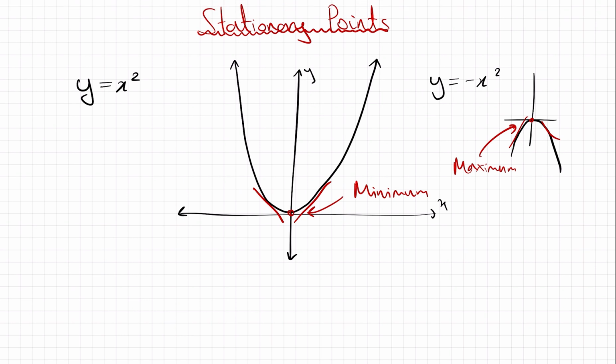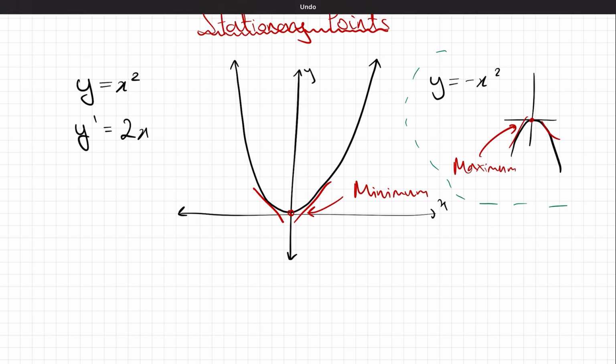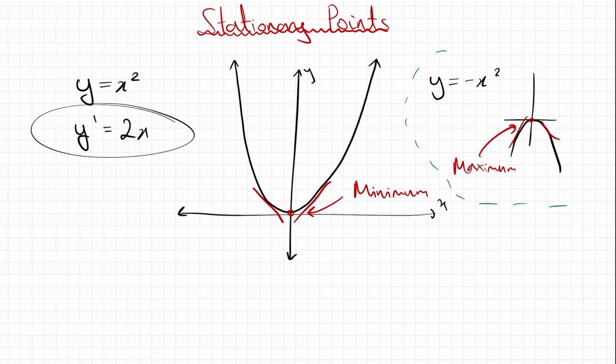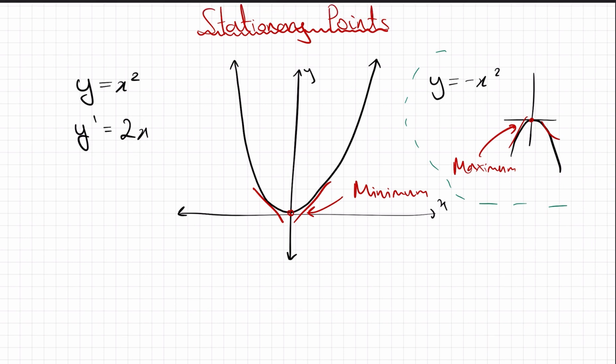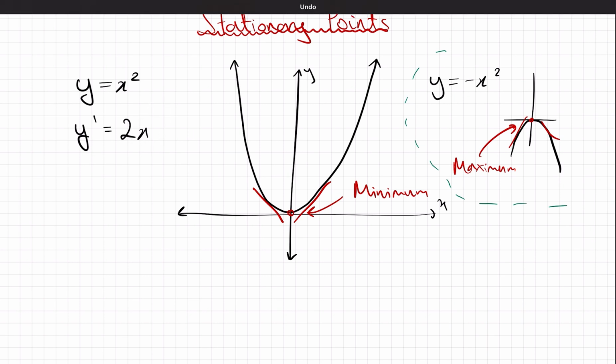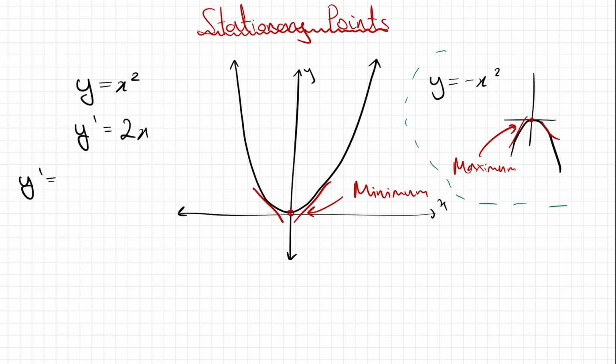So let's take y equals x squared as our example here. Let's differentiate it using the power rule. y dash is just going to be 2x using the power rule. And this is going to give us the gradient of the curve at any point on the curve, given the x value. So we want to find the x value for which we get this turning point. And to do that, we set the gradient function equal to 0. So we're solving for when the gradient of the curve is 0.